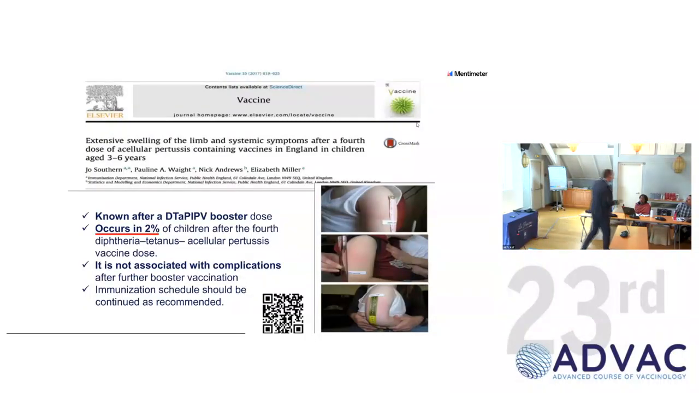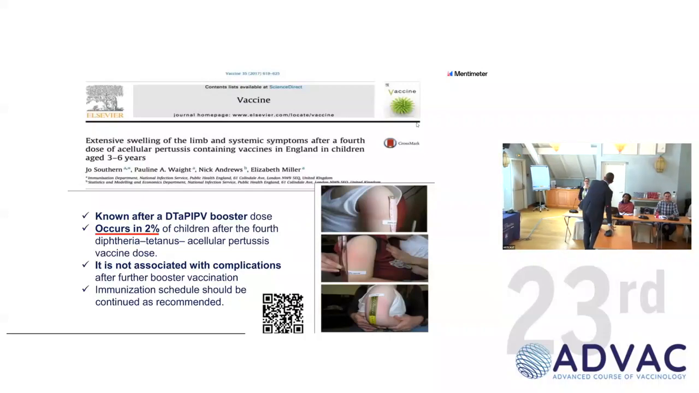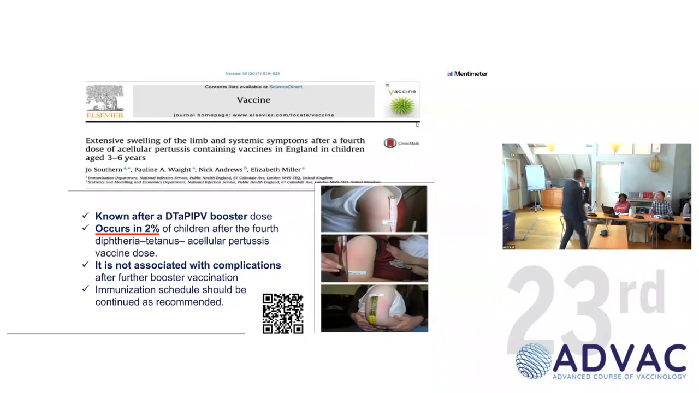How much time does it take to go away? Well, it takes weeks. It takes a long time. Very long time. It takes weeks. So in that case, do you think it is related to the draining of the lymph node?